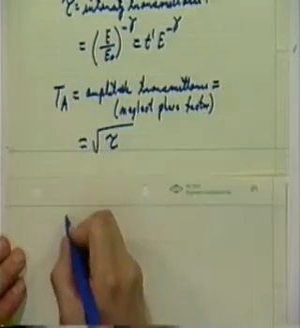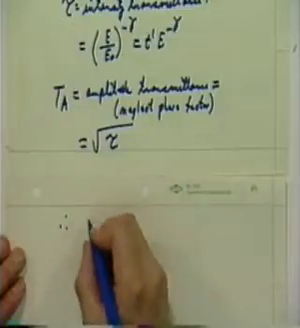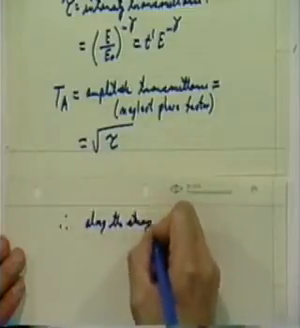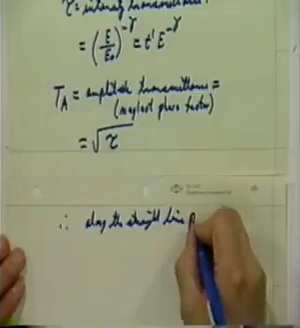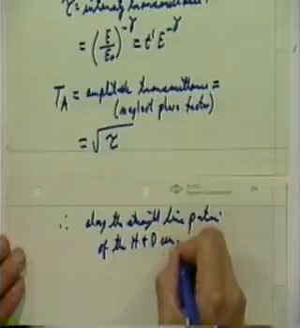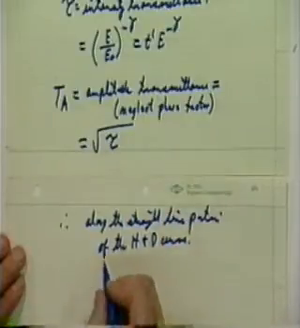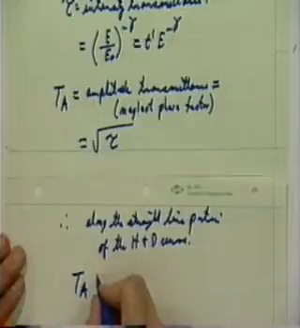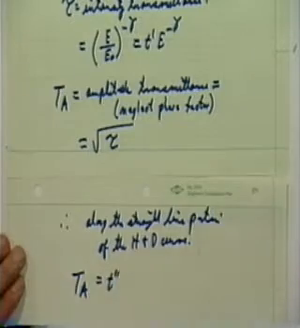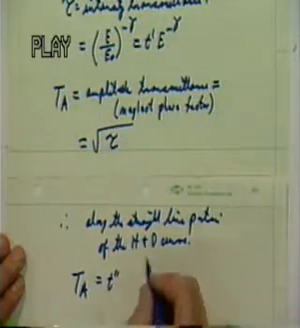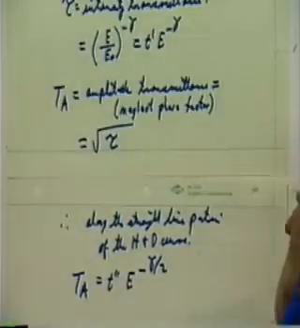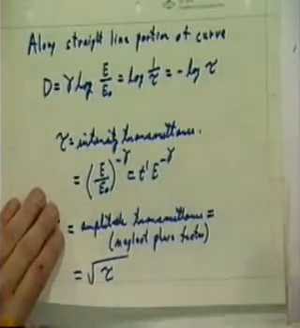And therefore, along the straight line portion of the H and D curve, we could write here that T sub A, the amplitude transmittance, goes as some T double prime times E to the minus gamma over 2. So we just took the square root of this.